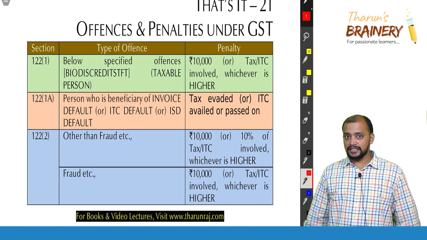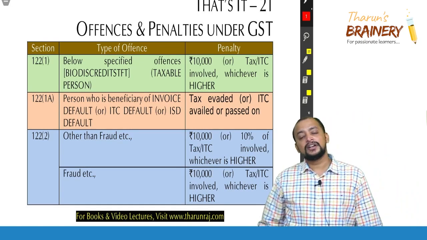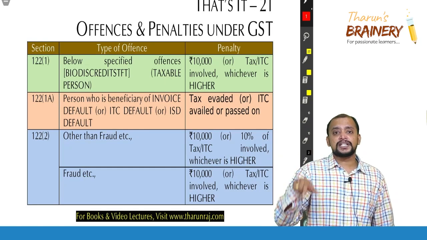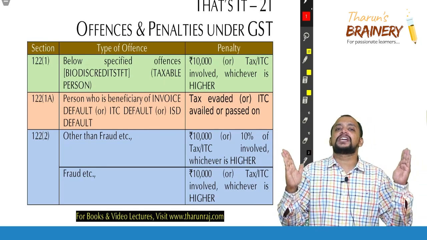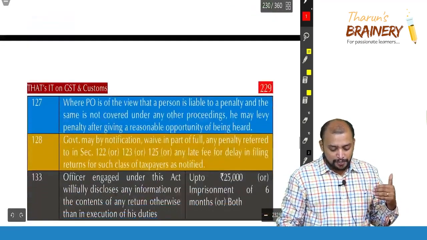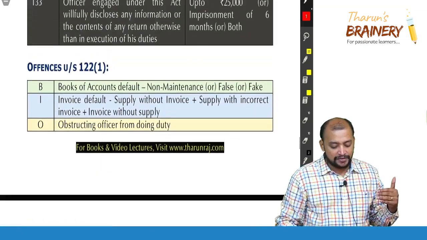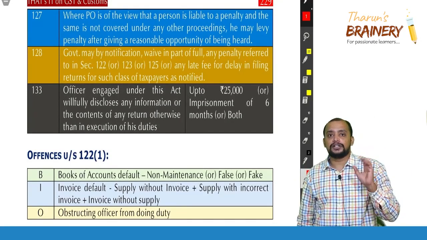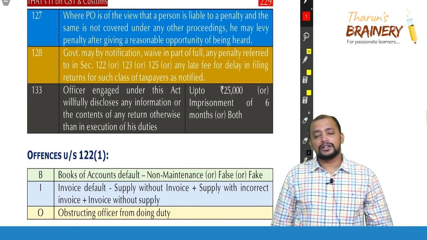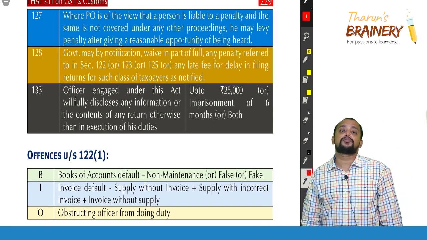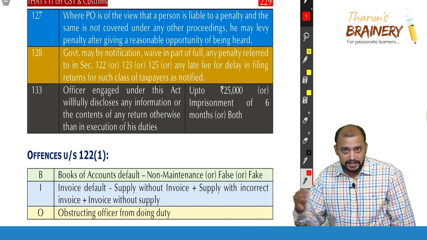BIO-DISCREDITS-TFT. These are the offences. The 21 offences I have just combined in one keyword called BIO-DISCREDITS-TFT. So what is this? First, B for books of accounts default. What is books of accounts default? Not maintaining books of accounts or maintaining false or fake books of accounts, that is an offence.